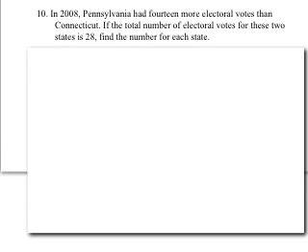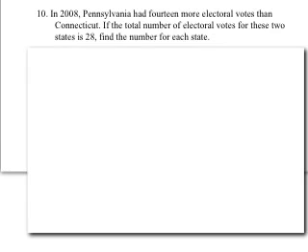We're done. Number 10. Okay, we have a word problem. Now, originally I did this word problem two different ways, and then I realized, well, there's a third way that we have learned how to do it, which kind of incorporates both those other two ways. So I'm going to do it that way, because we've learned how to do that recently, and I think it's a really good thing to know. Okay, so here's our word problem. In 2008, Pennsylvania had 14 more electoral votes than Connecticut. If the total number of electoral votes for these two states is 28, find the number for each state.